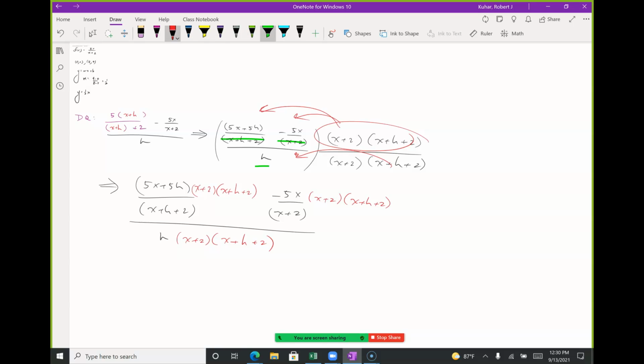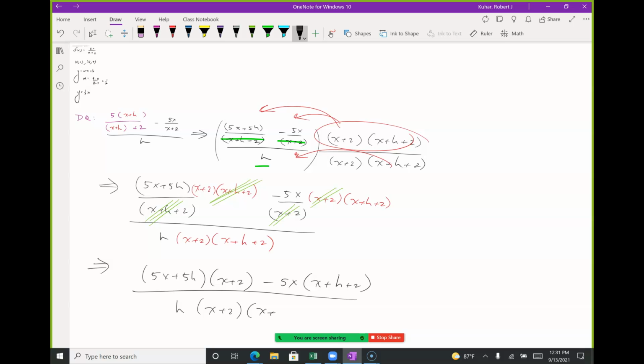And before I go further, I'm going to try and cancel. So I can see my x plus h plus 2 will cancel here. My x plus 2 will cancel here. And I really find it helpful, as I'm looking back on something, if I use a different color. I know you have to really be a nerd to go to that level, but it's not a bad idea. So now I'm rewriting 5x plus 5h times an x plus 2 minus 5x times the quantity x plus h plus 2, all over h times x plus 2 times x plus h plus 2.